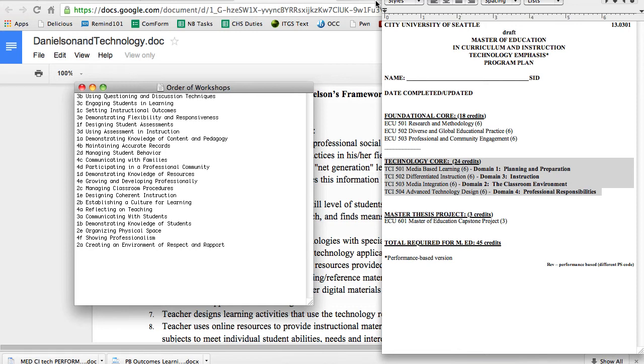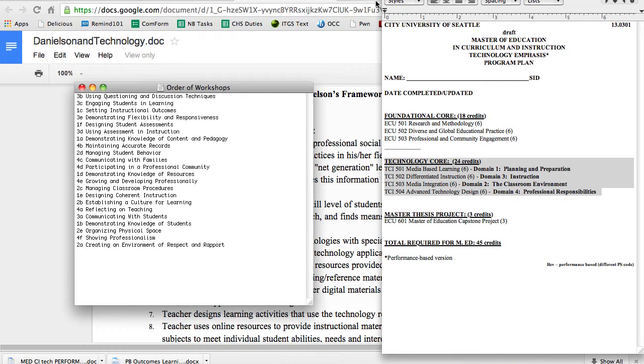This is an explanation of my thought process in developing the TCI model. The first thing I wanted to focus on is the outcome in mind: what do teachers in the state of Washington have to accomplish?